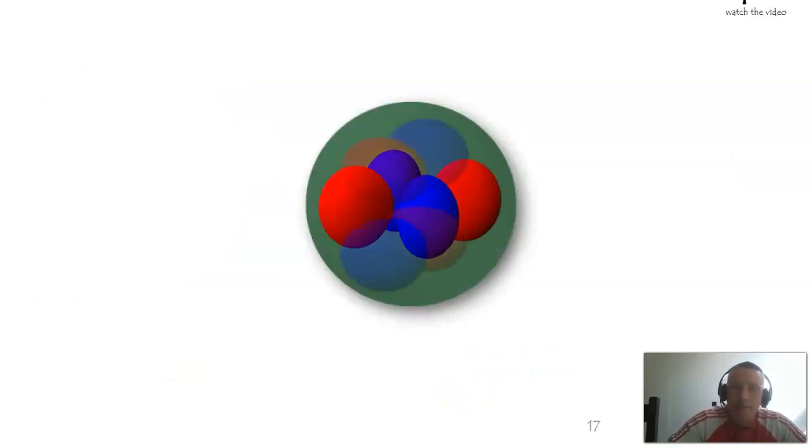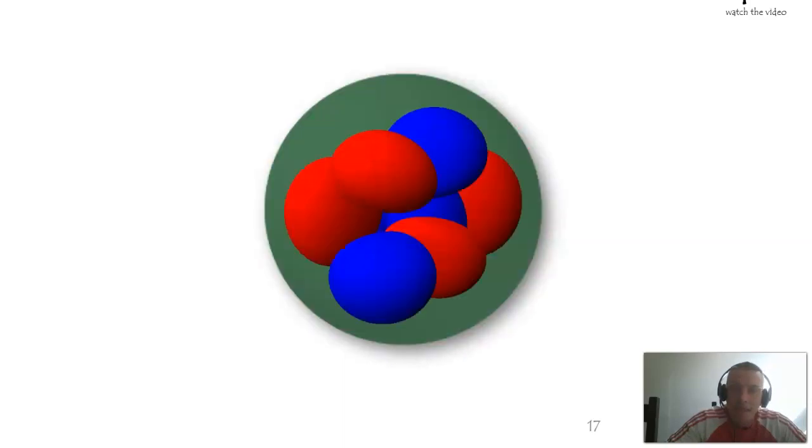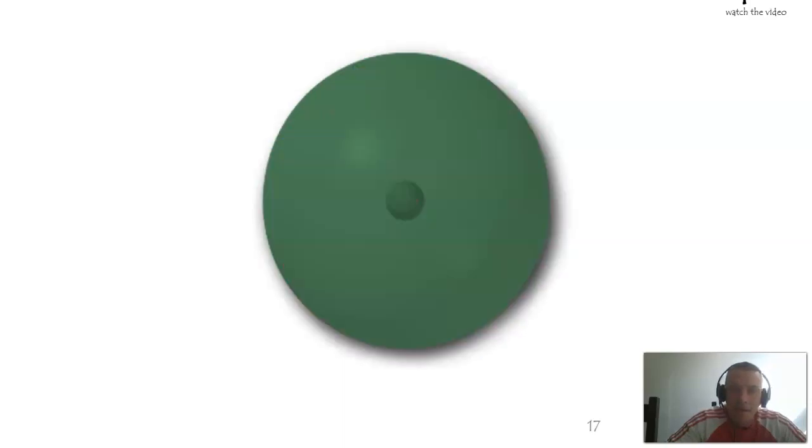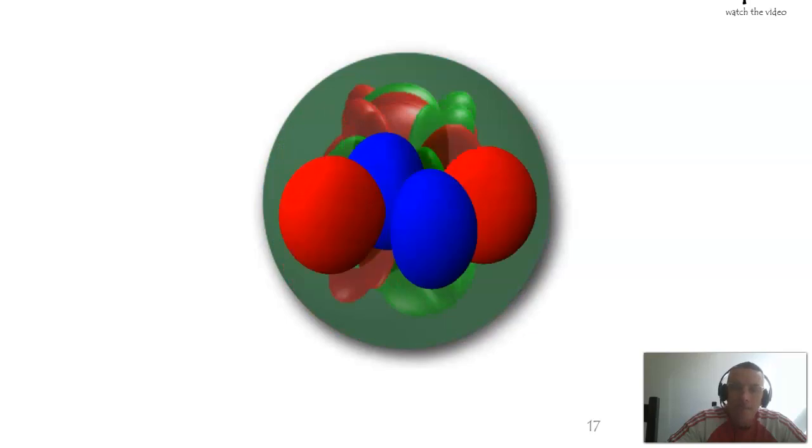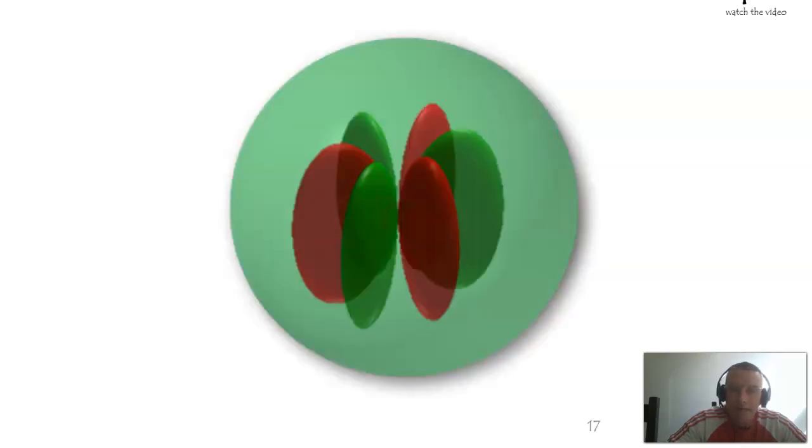There we are. This is the electron configuration working its way out to the very large elements. I think I'll stop there. Okay, that was a little bit of a comparison between the Bohr model and the quantum mechanical model of the electron.